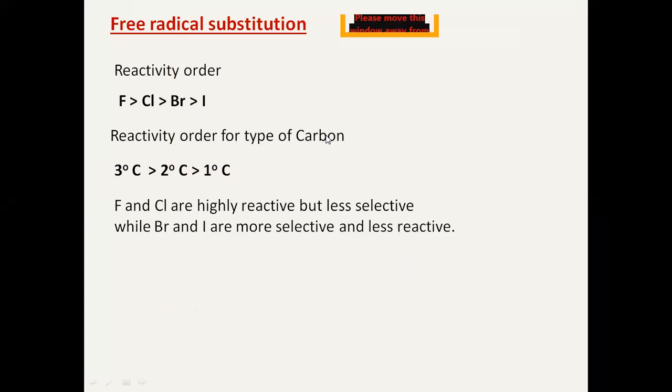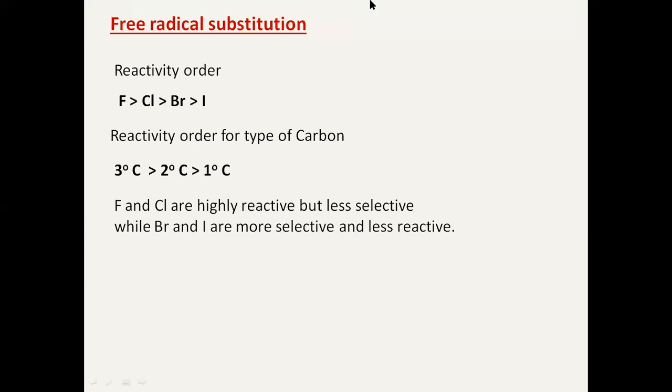It is also observed from different examples that fluorine and chlorine react very fast, therefore they are less selective. Means there is a formation of major and minor products. Okay, remember, but not much difference. But when you talk about bromine and iodine, they are less reactive, therefore they are highly selective.